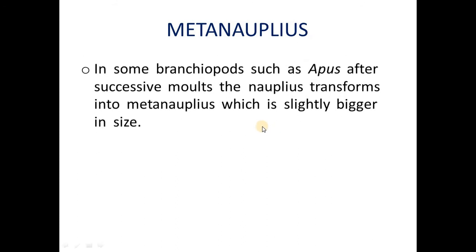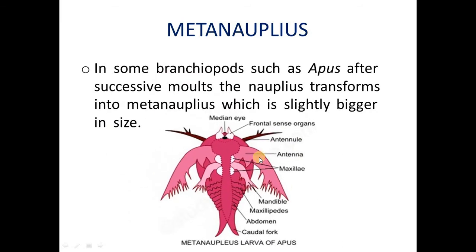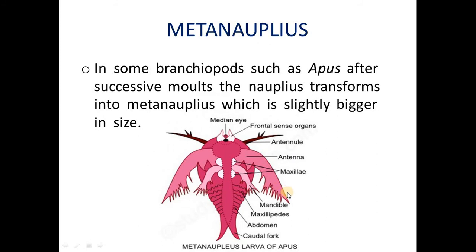Next is the Metanauplius. In some branchiopods such as Apus, after successive molts, the Nauplius transforms into Metanauplius, which is slightly bigger in size. This is the Metanauplius larva of Apus. It is oval in shape with a cephalothorax region and abdomen region.